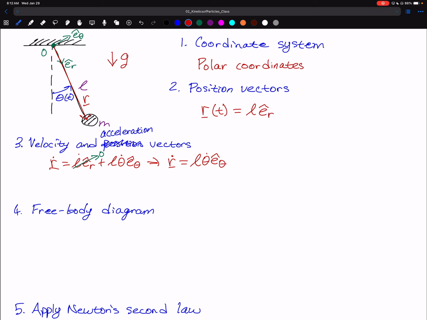And you can also just find this from the formula that we've discussed or derived for velocity in polar coordinates. We'll take another derivative to get the acceleration. In this case, we're going to get minus L theta dot squared e hat r plus L theta double dot e hat theta. And I just skipped the L dot terms here.